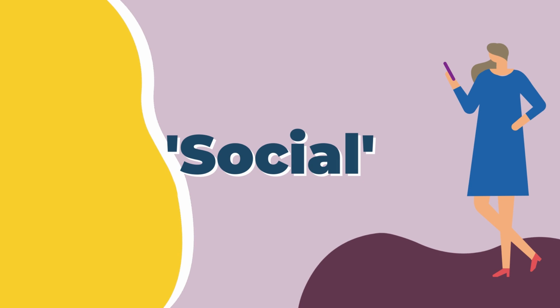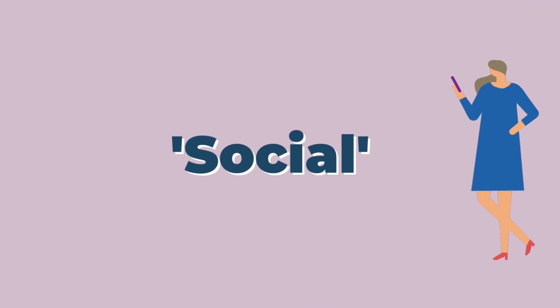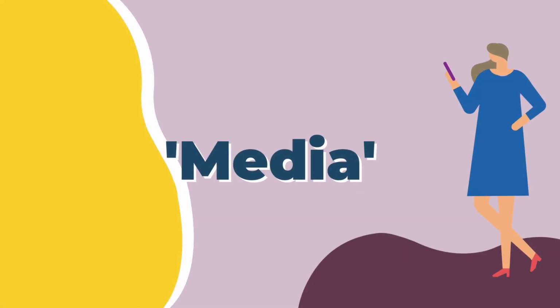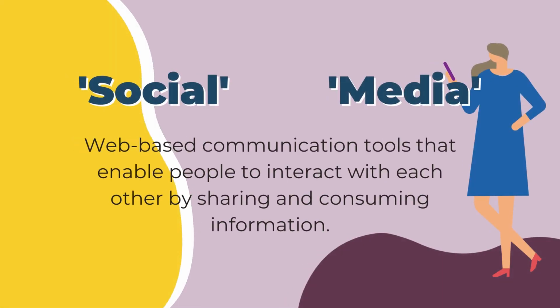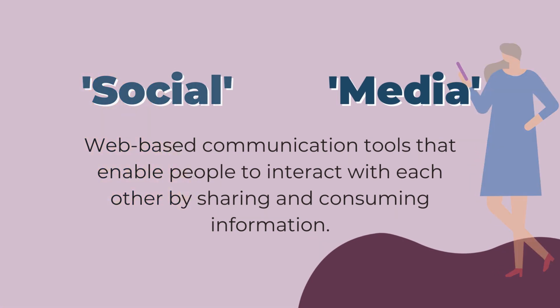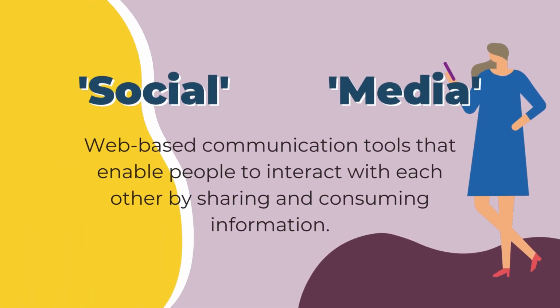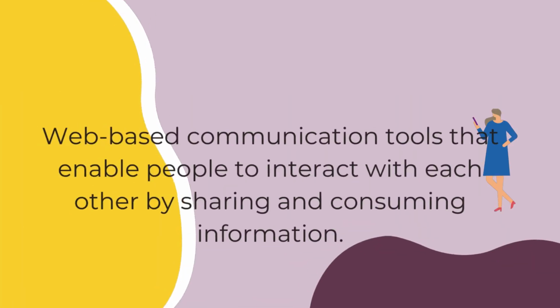The social part refers to interacting with other people by sharing information with them and receiving information from them. The media part refers to an instrument of communication like the internet, while TV, radio, and newspapers are examples of more traditional forms of media. From these two separate terms, we can pull a basic definition together. Social media are web-based communication tools that enable people to interact with each other by sharing and consuming information.